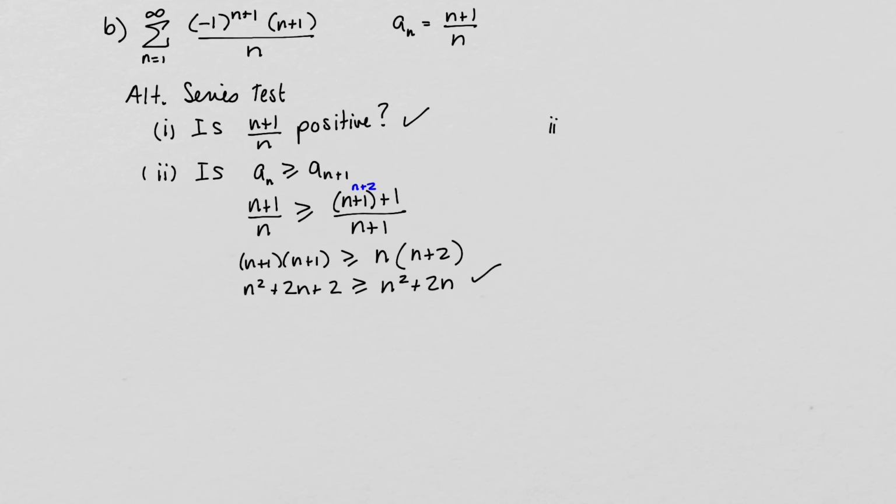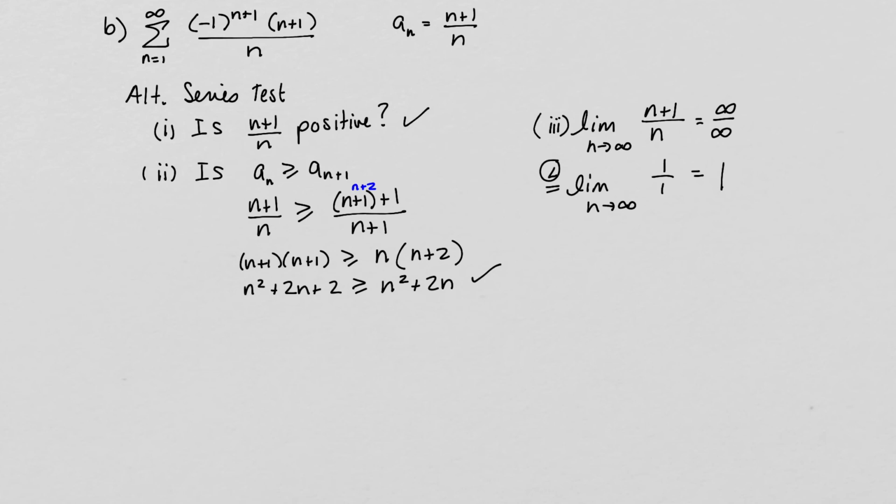So now the third thing we're going to do is look at the limit. We're looking at the limit as n approaches infinity of n plus 1 over n. If I do that limit, I end up with infinity over infinity, so we use L'Hopital's rule. We get the limit as n approaches infinity of 1 over 1. So that whole limit ends up being equal to 1. Remember, we need the limit to be equal to 0. So 1 is not equal to 0. It fails that part, so it diverges.